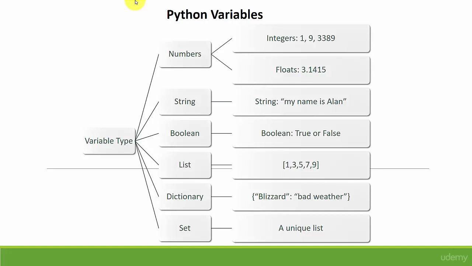The other type is the boolean. Boolean is actually the simplest of them because a boolean variable can only have two values. It's either true or false.